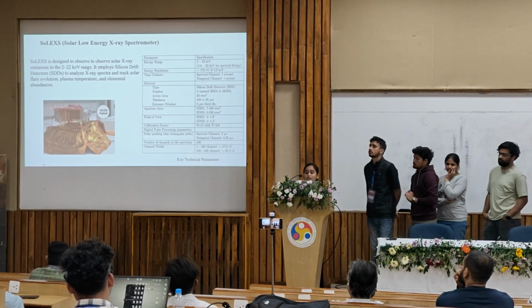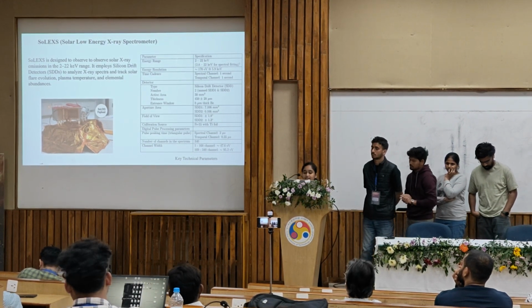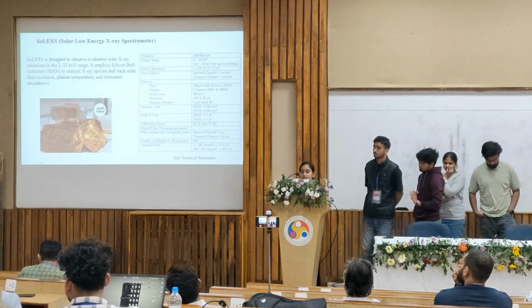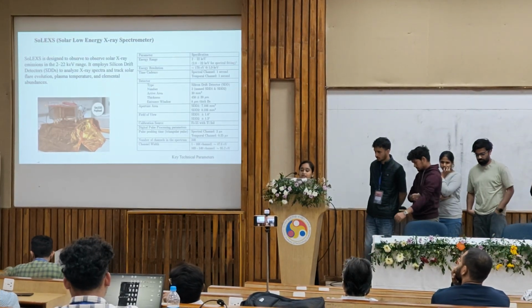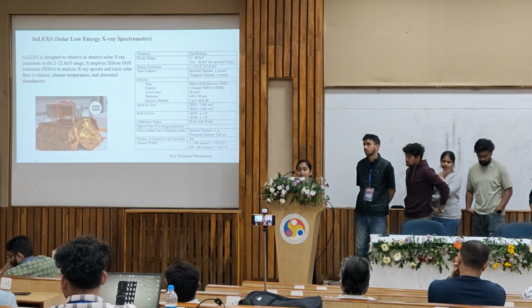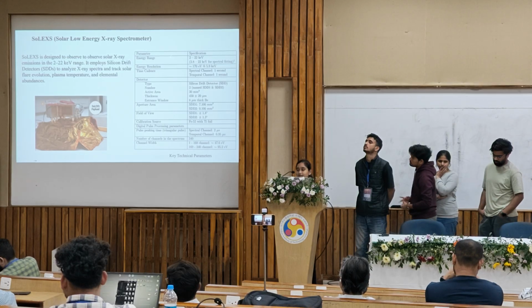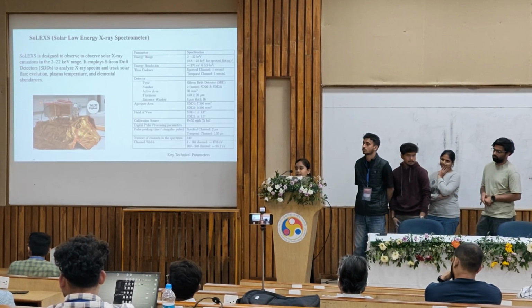SoLEXS is basically the Solar Low Energy X-ray Spectrometer, and it's designed to observe the X-ray emissions in the energy range of 2 to 22 kiloelectron-volt. It has silicon drift detectors. We have 2 silicon drift detectors to analyze the data and track the solar flare evolution. So we'll be getting into the technical parameters of this.